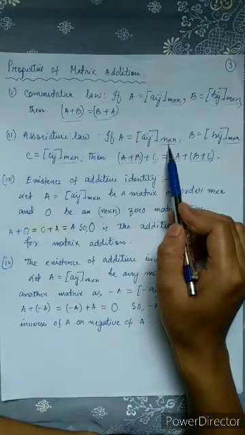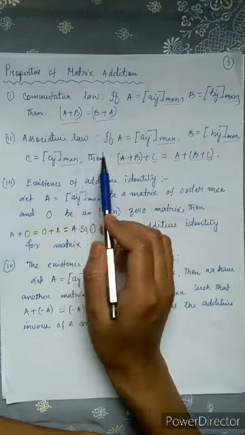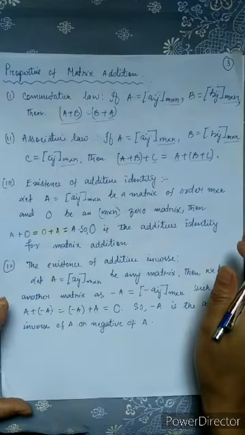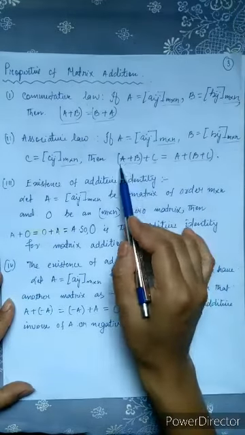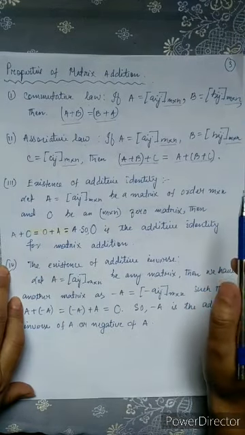If A is a matrix of m by n, B is a matrix of m by n, C is a matrix of m by n, then the left hand side and right hand side are equal. This property is known as associative law.